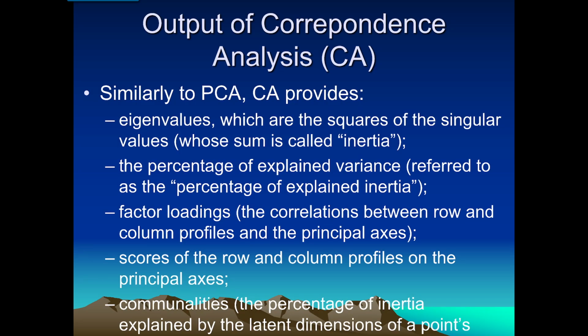And then you have the communality. Remember that the communality was the percentage of variance of a particular variable which was explained by the first two latent dimensions. Here it is the same thing. What is the variance of the particular point? The inertia of a point is its distance from the respective centroid. So the inertia of the point has to be decomposed into the contribution that the underlying dimensions give to the inertia of the point, to the distance of the point to the centroid.